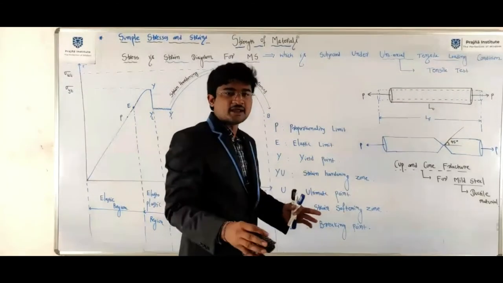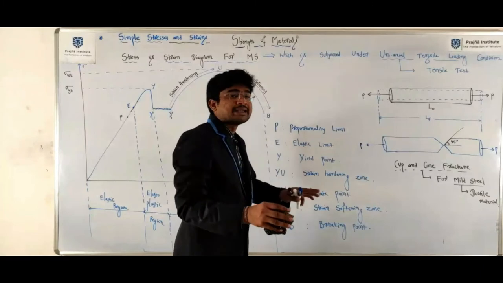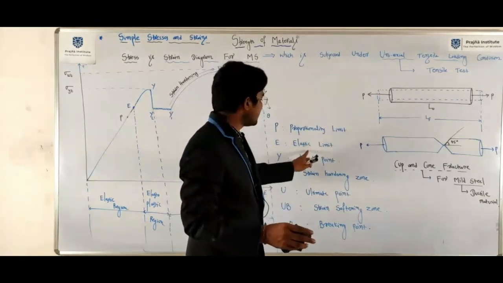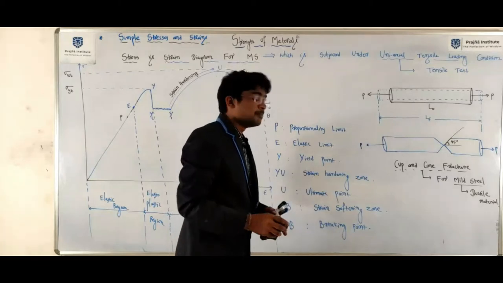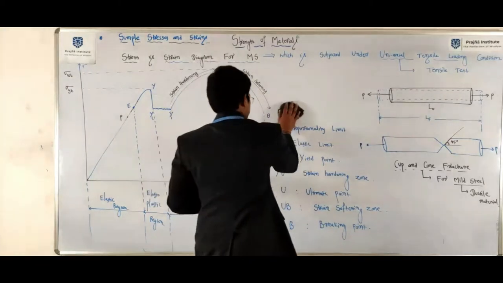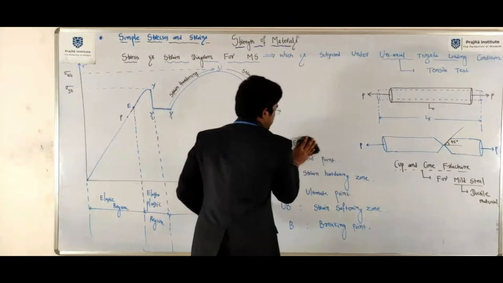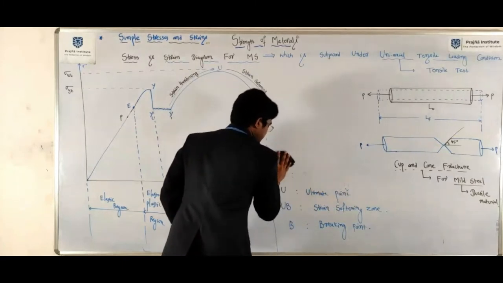For the time being, we need to focus on what is meant by proportionality limit, elastic limit, yield point, ultimate point, and breaking point. Starting with the proportionality limit.